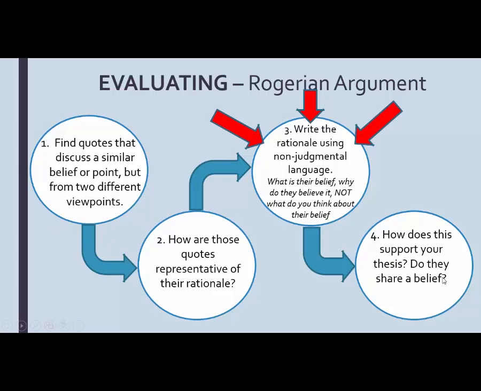This is a review from our set of slides on evaluating sources for Rogerian argument. If you notice, we had a four-step process for doing that. We're going to be focusing on the third here, where our red arrows are pointing, where we are writing the rationale or the beliefs behind both sides using non-judgmental language. The key here is answering the question, what is their belief and why do they believe it? You don't want to answer the question, what do you think about their belief?